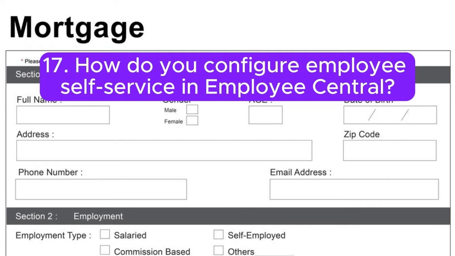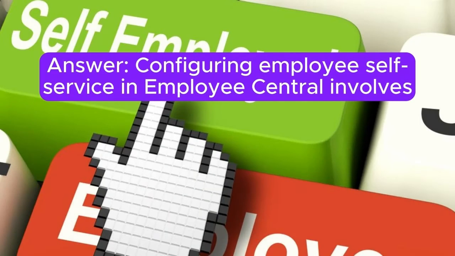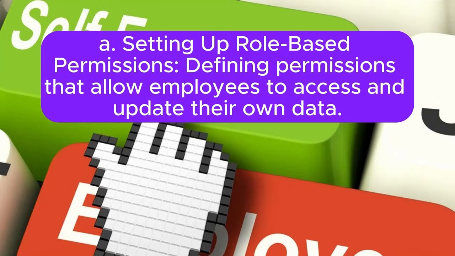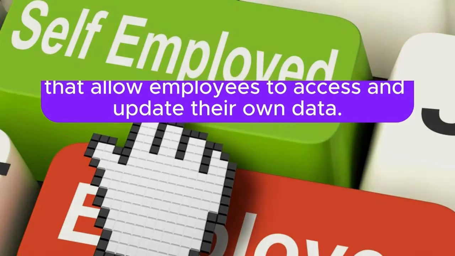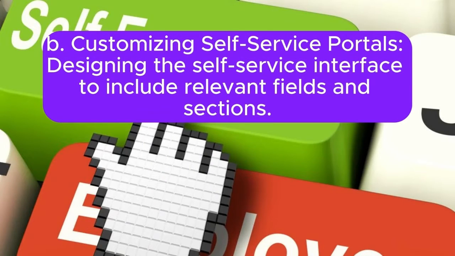17. How do you configure employee self-service in Employee Central? Answer. Configuring employee self-service in Employee Central involves: A. Setting up role-based permissions, defining permissions that allow employees to access and update their own data. B. Customizing self-service portals, designing the self-service interface to include relevant fields and sections.